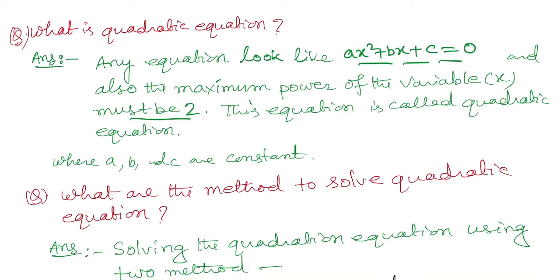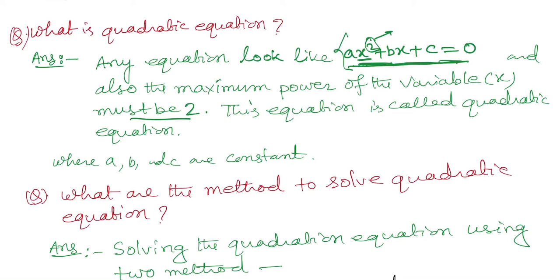So any equation that looks like this form, which is ax square plus bx plus c equals 0, and the maximum power of the variable must be 2. Here we see that this is the general form of the quadratic equation. The variable's maximum power is 2, and a, b and c are the constants of this equation.